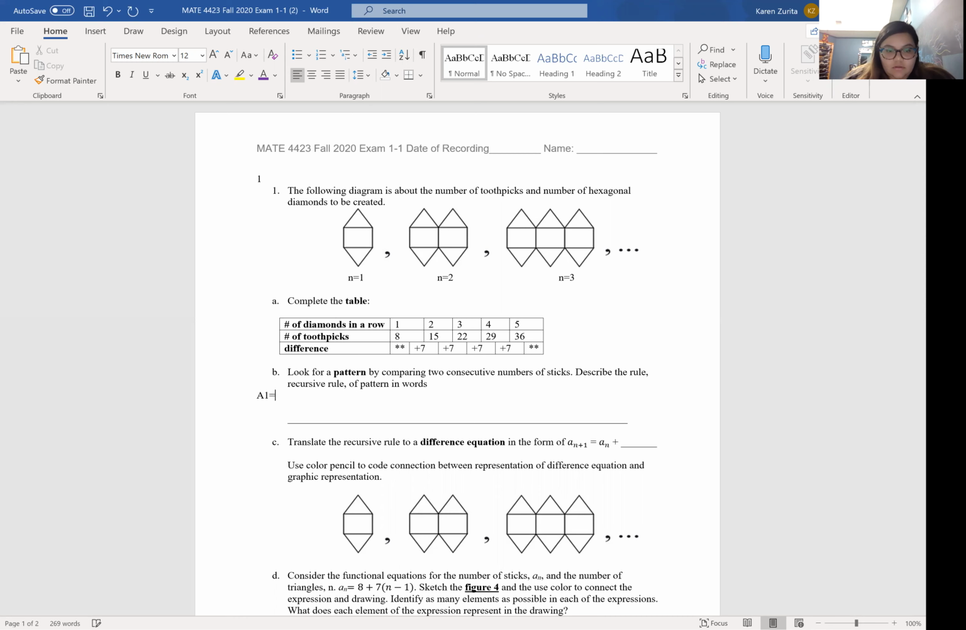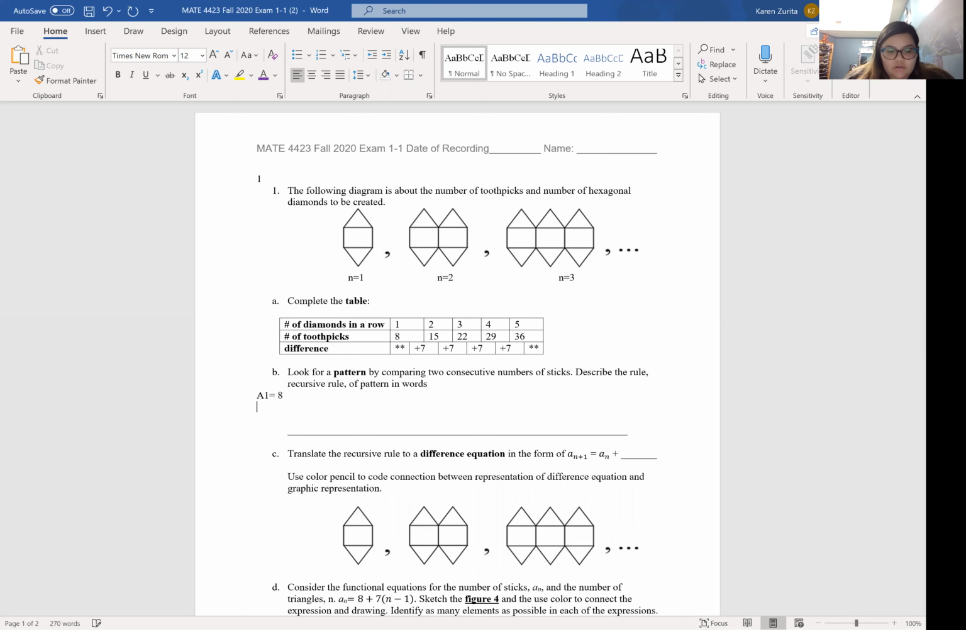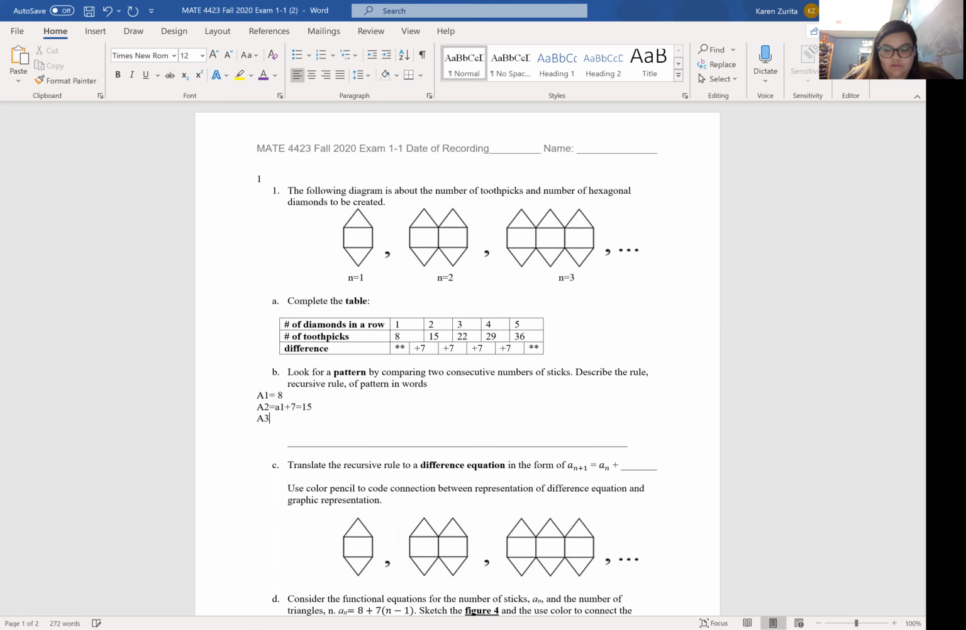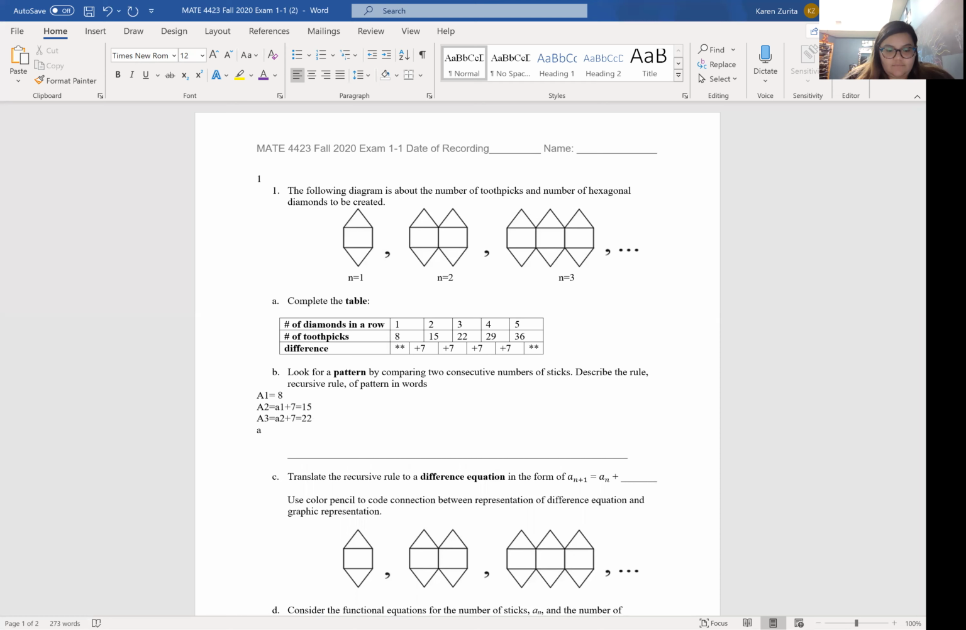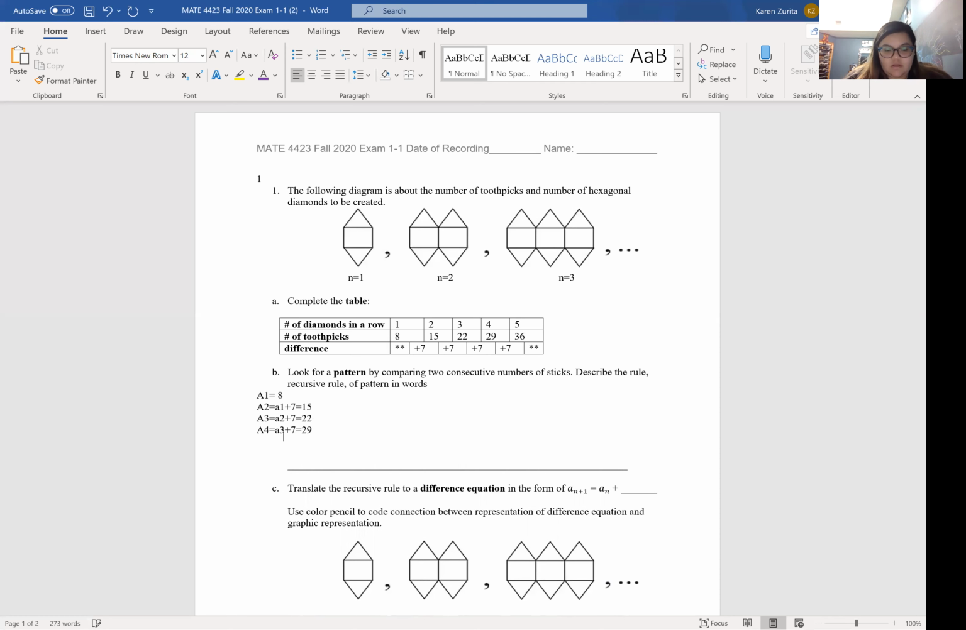Then here we get A1 equals 8, A2 equals A1 plus 7 equals 15, A3 equals A2 plus 7 equals 22, A4 equals A3 plus 7 equals 29, and A5 equals A4 plus 7 equals 36.